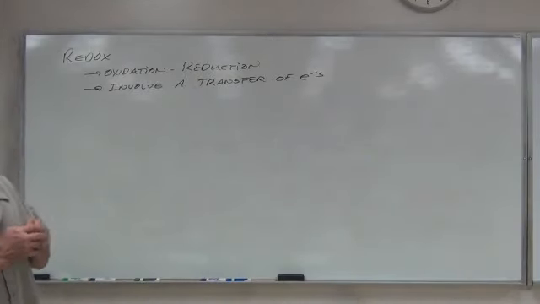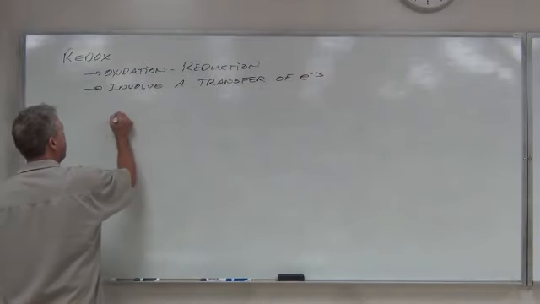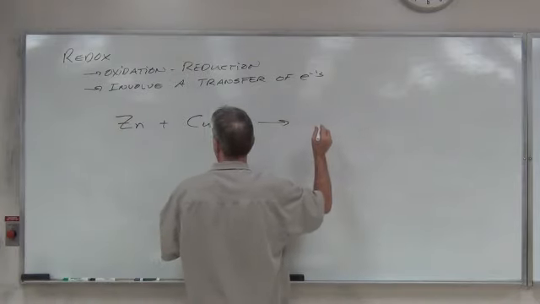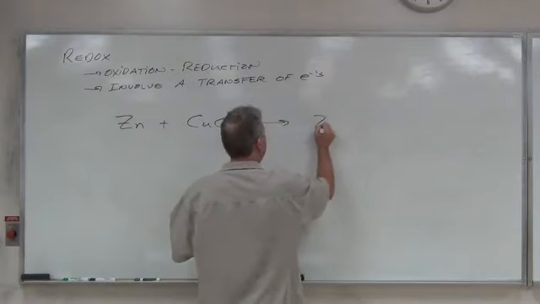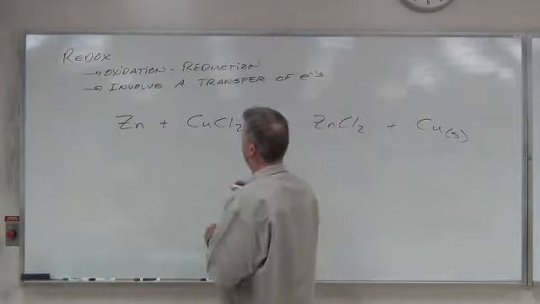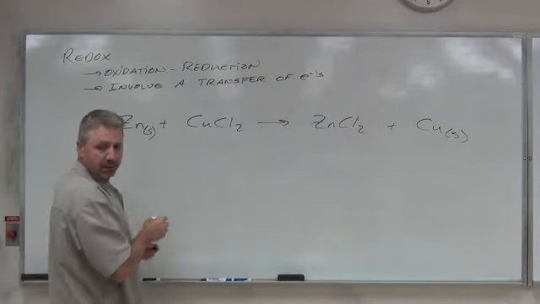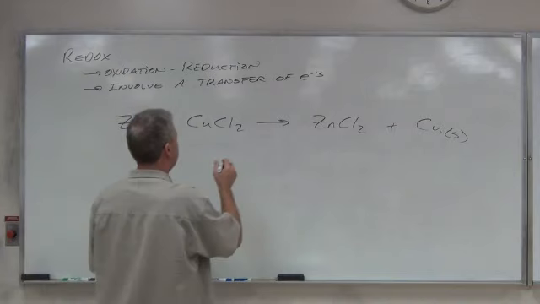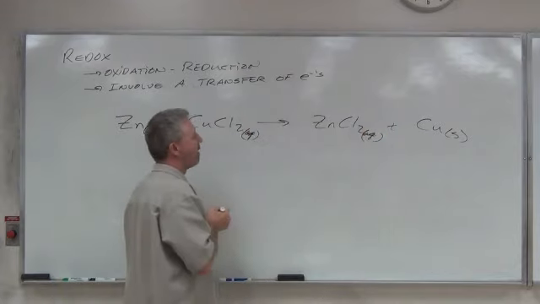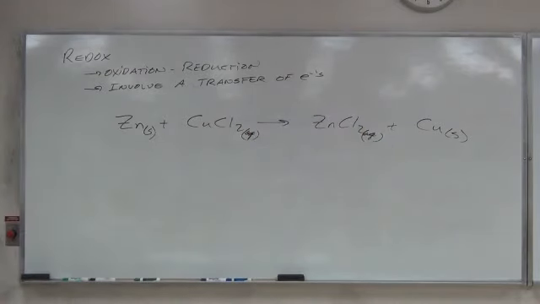Let's do zinc and copper chloride. Zinc plus copper 2 chloride goes to zinc chloride plus copper. And these will be solids. No, we didn't label. This will be aqueous. Notice this is a single replacement reaction. This is an element reacting with a compound. Right?